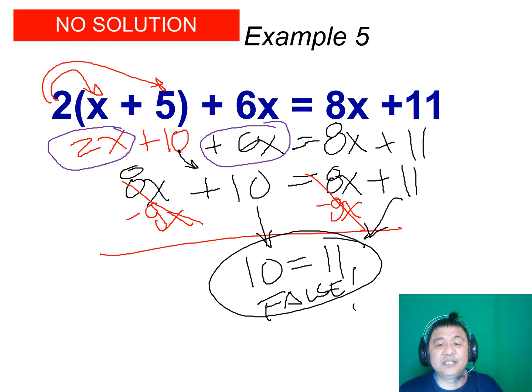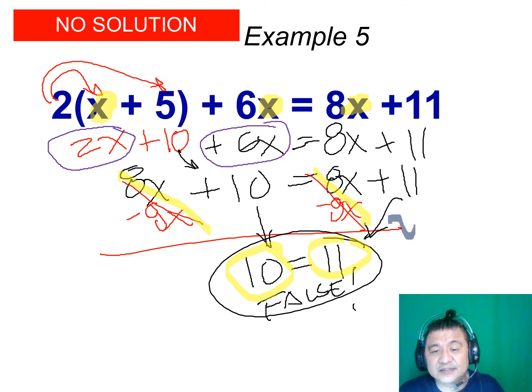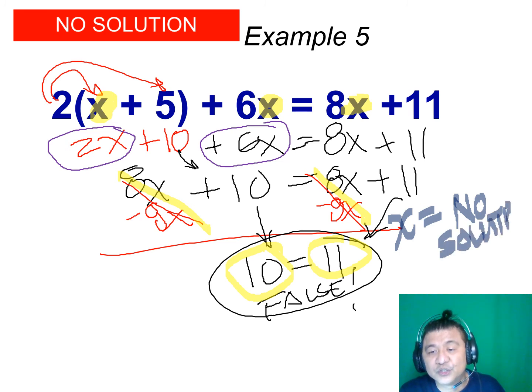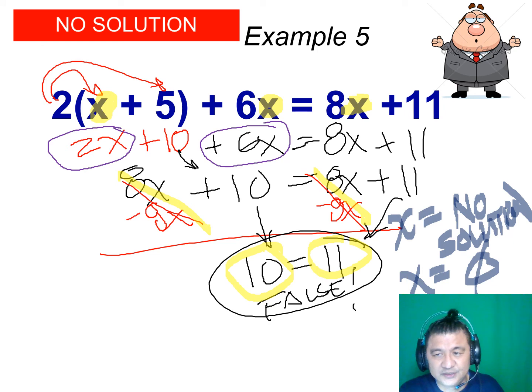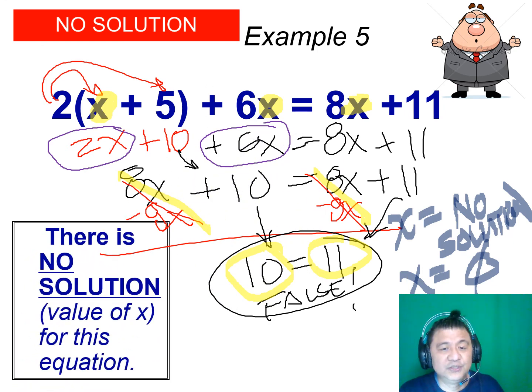So that means any number you substitute for x, whatever number you substitute for x, guess what? It will disappear. And what will remain? 10 is equal to 11. So it is false. So any number will not make it true. So you could say that there is no solution. Or you could just write x is no solution, like that, right? So let's generalize. There is no solution for the value of x for this equation.